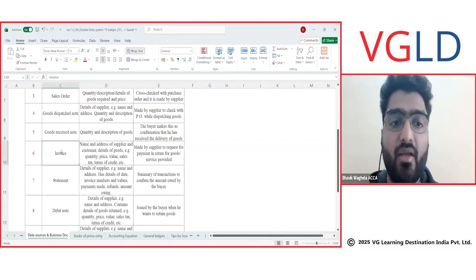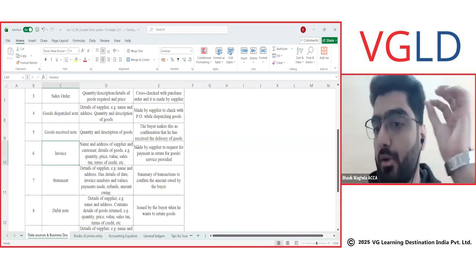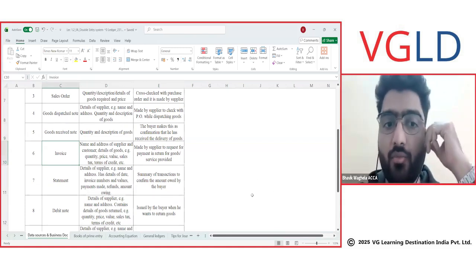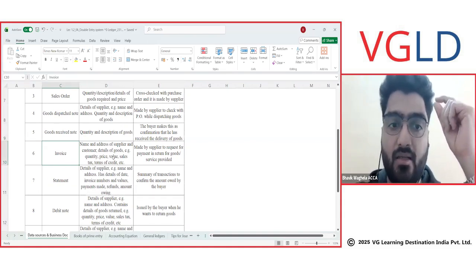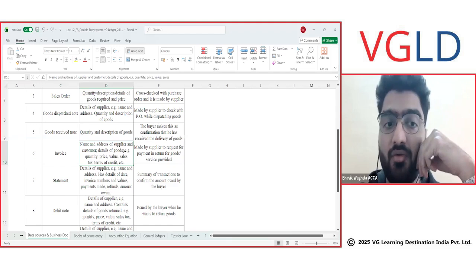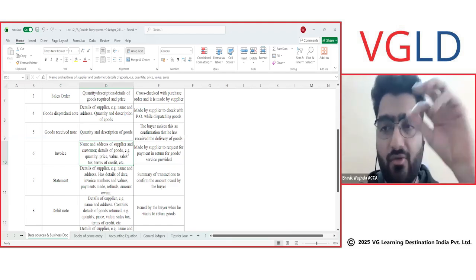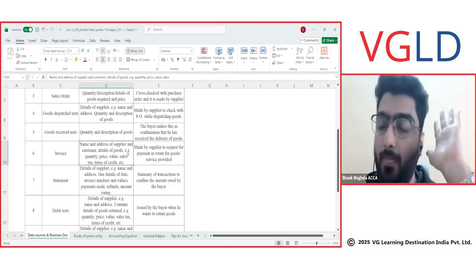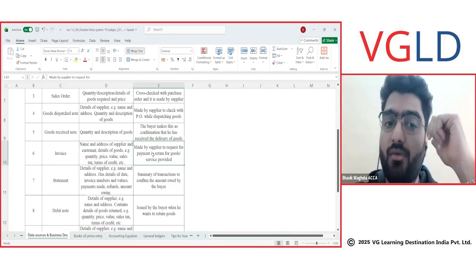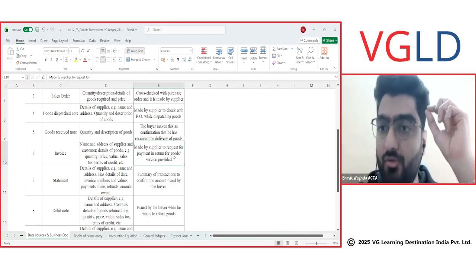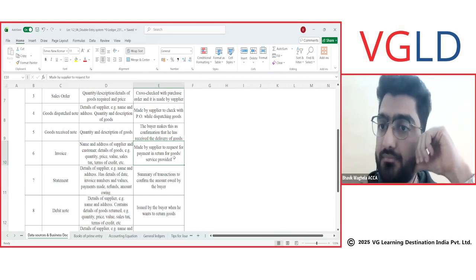Then the next document that we have is invoice. We all know what details are included in the invoice: name and address of the supplier and the customer, details of goods, for example quantity, price, value, sales tax, terms of credit, etc. It will include all the details. And this is made by the supplier to request for payment in return for the goods or service provided. Yes or no?